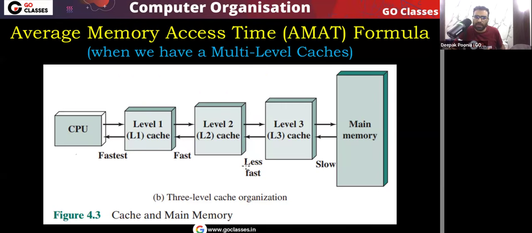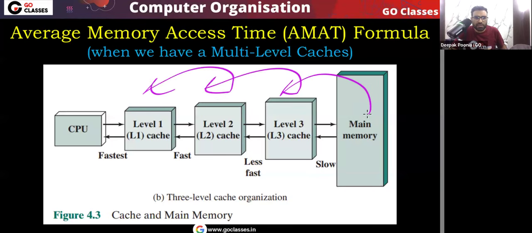So remember, for every L2 miss, we will definitely access the L3 cache to check whether there is a hit or a miss. If there is an L3 miss, then we will go to main memory. So from main memory, we will transfer a block of data to L3, from L3 a block of data to L2, from L2 a block of data to L1, and from L1 a word to CPU.